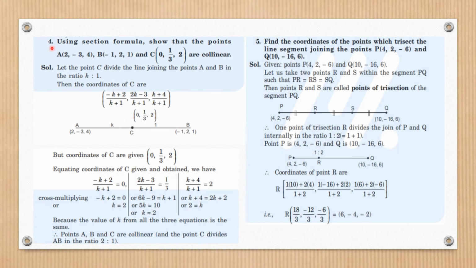Number 4 is: use the section formula to show that points A, B, C are collinear. So again it's like your question number 2. Let C divide AB in the ratio k:1. Apply the section formula to AB and get the coordinates of C, like this comes as (minus k plus 2) upon (k plus 1), (2k minus 3) upon (k plus 1), (k plus 4) upon (k plus 1).